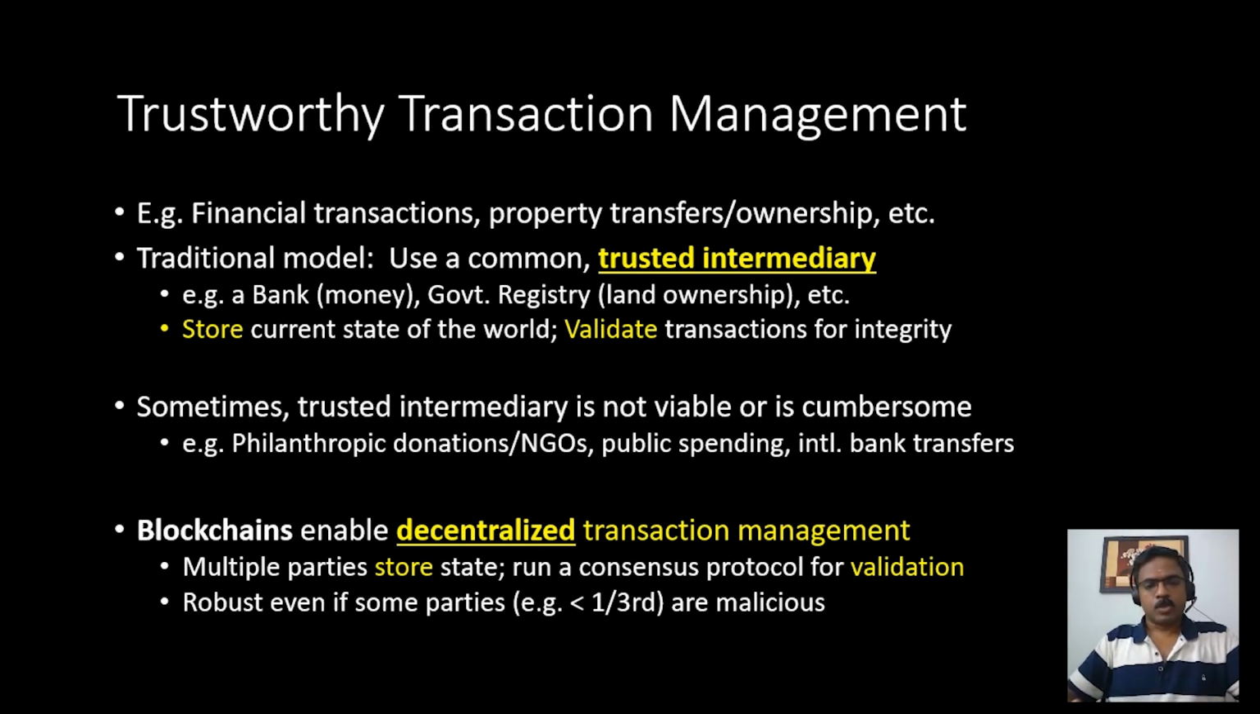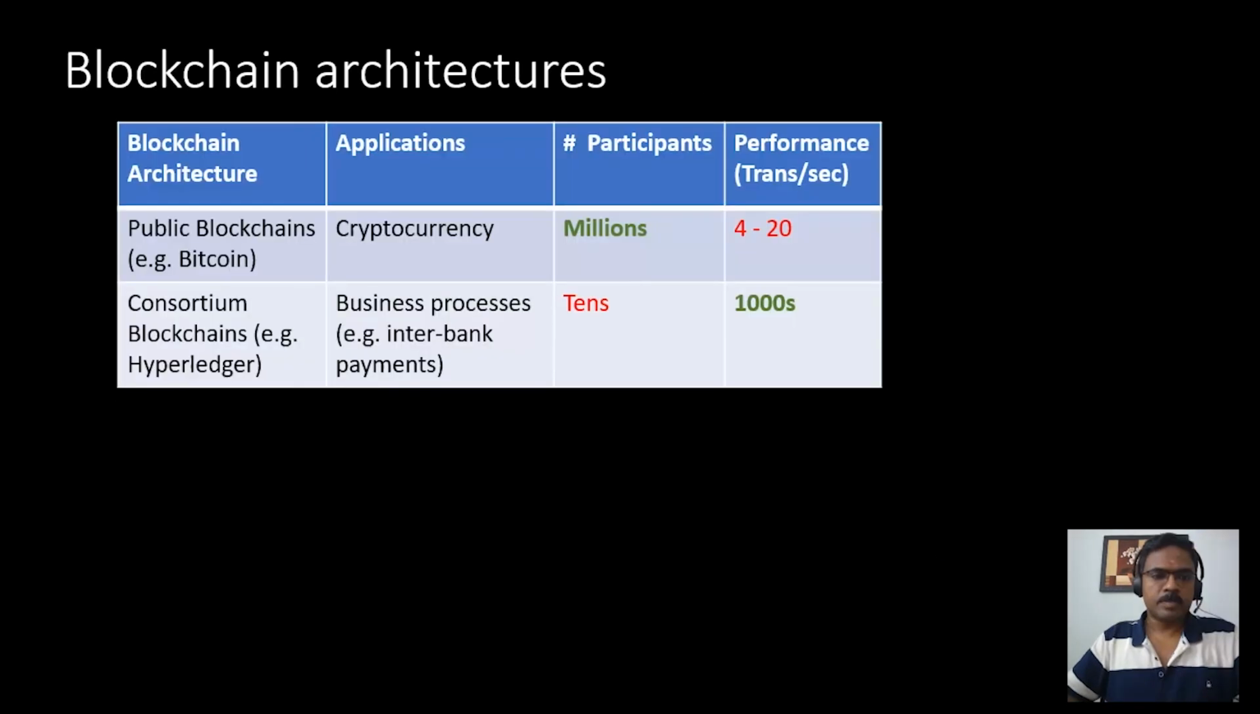So who stores state in blockchains? All participants in the blockchain collaboratively store the current state of the world. Validation is performed by running a consensus protocol between the parties. Now, a key property that blockchains provide is that the consistency guarantees hold even if up to a fraction of the participants are malicious. For example, even if say 1/3 of the participants are actively trying to subvert the system, the remaining honest parties still have the consistency guarantees.